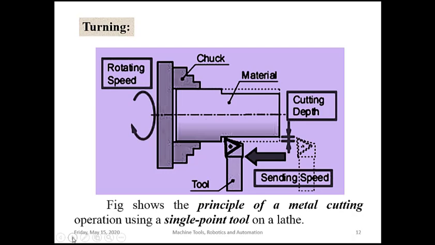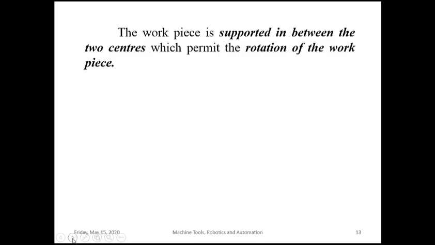Next we'll go for the explanation of turning. The figure shows the principle of metal cutting operation using a single point tool. Yes, it's a single point tool. We won't make use of any multi-point cutting tool here. It's just a single point cutting tool in case of lathe. And next, let us see how the turning operation will be done. Workpiece is supported in between the two centers, that is headstock and tailstock, which permits the rotation of the workpiece. Headstock is called live center, tailstock can be called dead center.